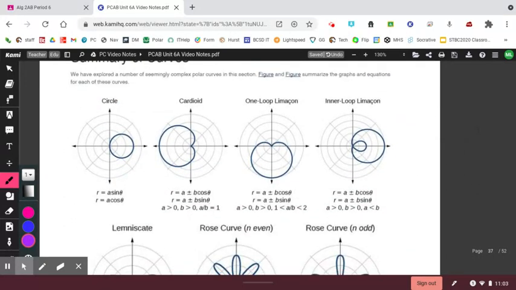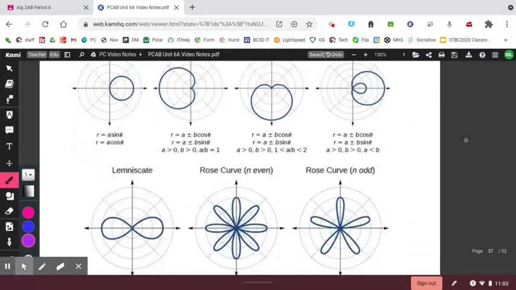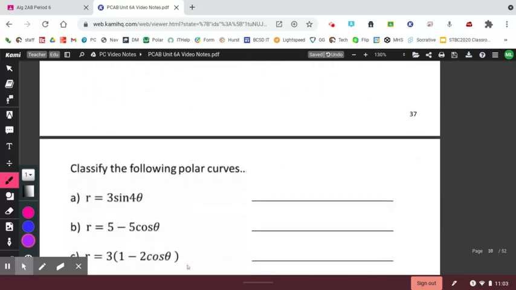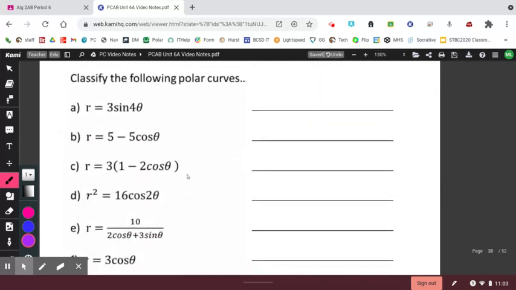All right, again, a nice little summary here for you to peruse. All right, so now we're just going to classify a couple curves. We're not going to do all these. So you have to recognize the structure of the equation. So this one here, since it's r equals a sine n theta, you're really looking at a rose curve.